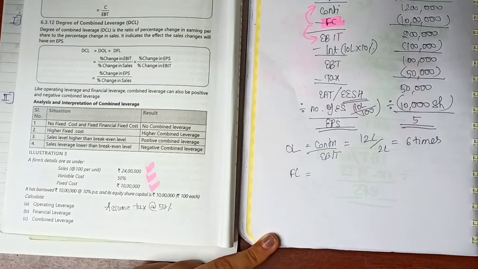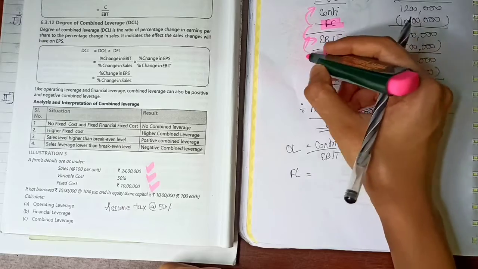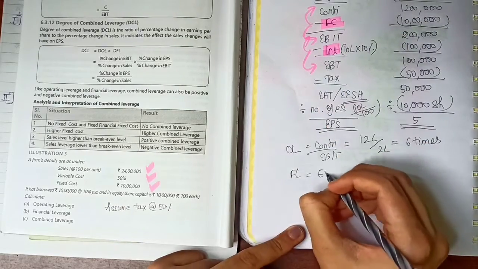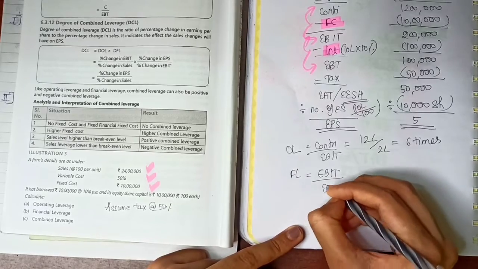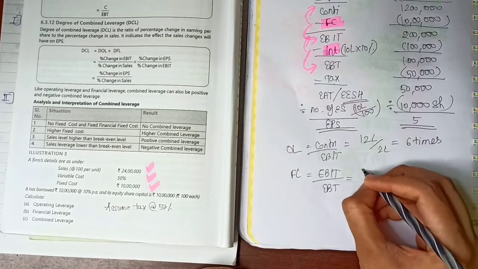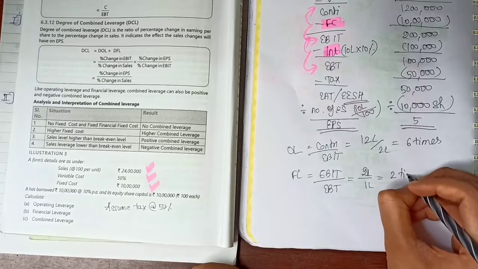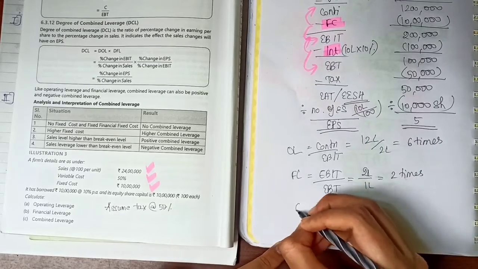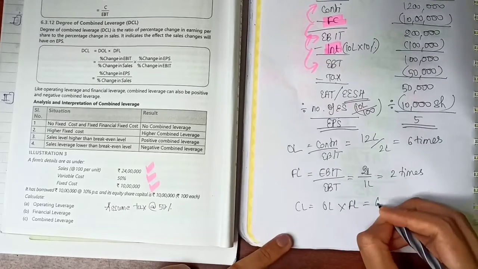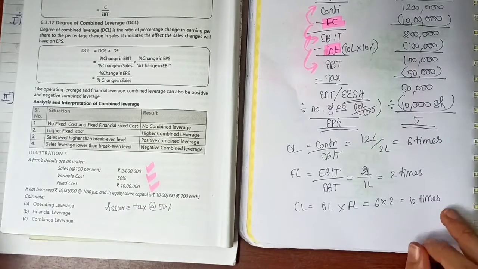Next what you have is your financial leverage. So what is your financial leverage? I told you financial leverage is related to your interest. So whatever is above that divided by whatever is below that. So that means it is EBIT by EBT. So your EBIT is 2 lakh and your EBT is 1 lakh. That means your financial leverage is 2 times. Next what they have told you is you have to find your combined leverage. Combined leverage is nothing but operating leverage into financial leverage. That is 6 into 2. That is your 12 times. Okay. I hope until this you have understood.